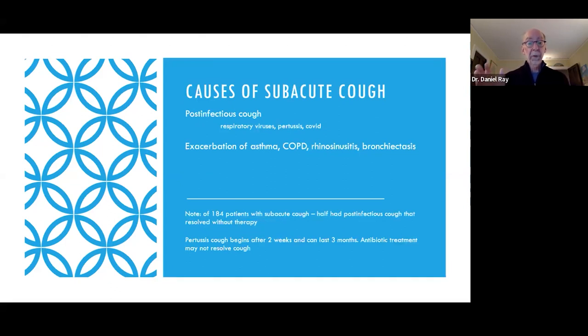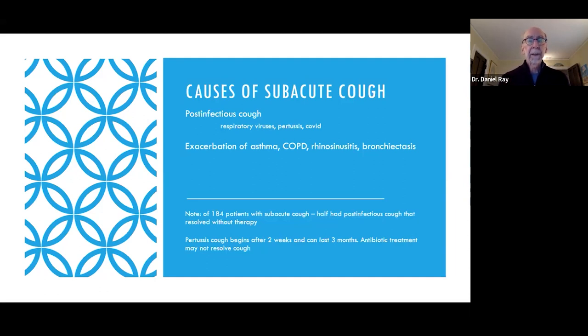Subacute cough, remember this is a cough between 3 and 8 weeks. It's kind of the continuation of the acute cough into the subacute cough phase. And so it's mostly post-infectious. So this is the result of the cold that the person had, and they haven't quite resolved the symptoms of the cough. You can think pertussis in this period. You often see the cough for pertussis developing after several weeks. COVID can leave people with a lingering cough for weeks afterwards. Same differential, exacerbations of asthma, COPD, rhinosinusitis, bronchiectasis can have these kind of lingering coughs that go on for many weeks.